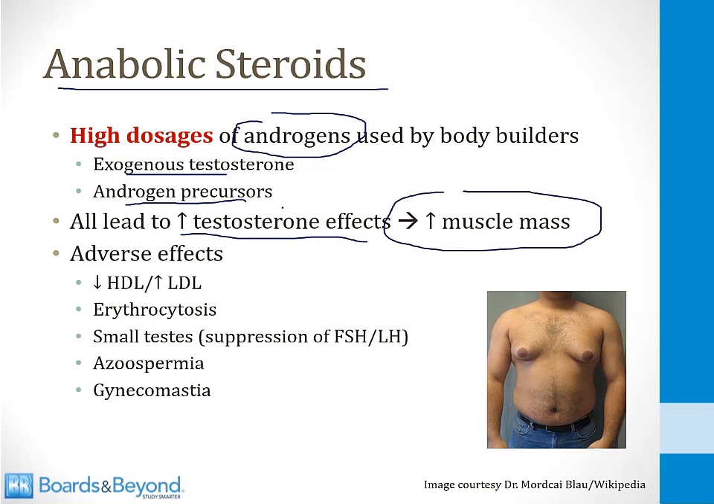Unfortunately, anabolic steroids have a number of adverse effects, and these are all related to testosterone effects. Anabolic steroids can lower the HDL and raise the LDL cholesterol. Anabolic steroids can cause erythrocytosis. Testes can become small. That's because the steroids suppress release of FSH and LH from the pituitary gland. Lack of sperm production can occur. And finally, many men who take anabolic steroids regularly develop gynecomastia. This is a picture of a man with gynecomastia on the screen here.